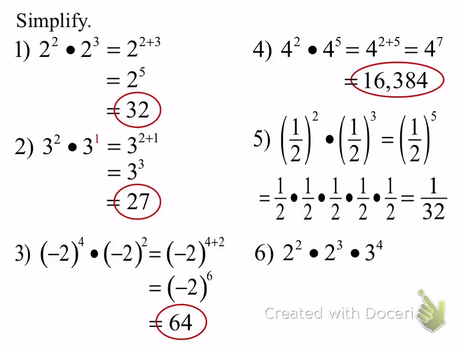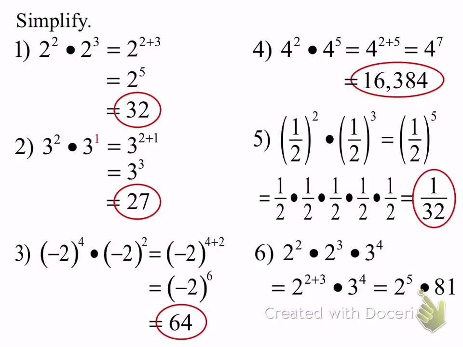What's different about number 6? One of the bases is different. So which can we use the rules for? You can use it for the 2 bases that are 2. Okay, so 2 squared times 2 to the 3rd is 2 to the what? 5th, which we know to be what? 2 to the 5th is 32. And then I'm multiplying by 3 to the 4th.